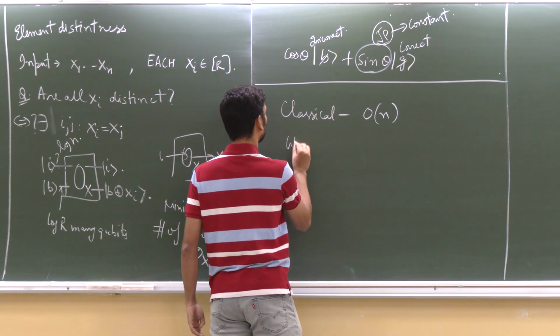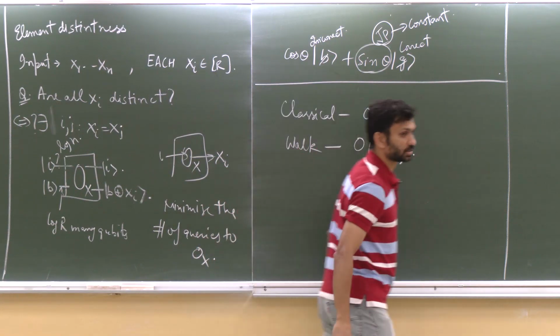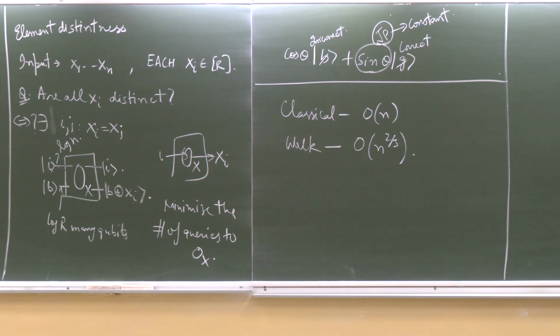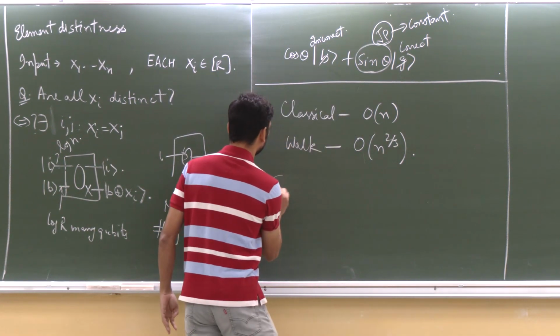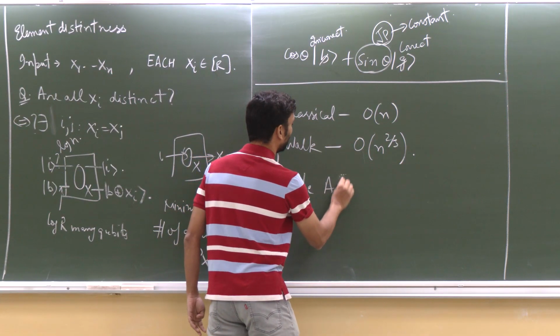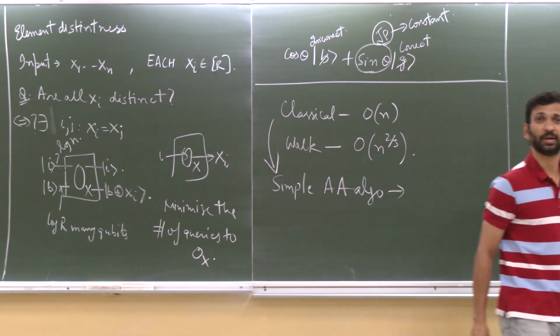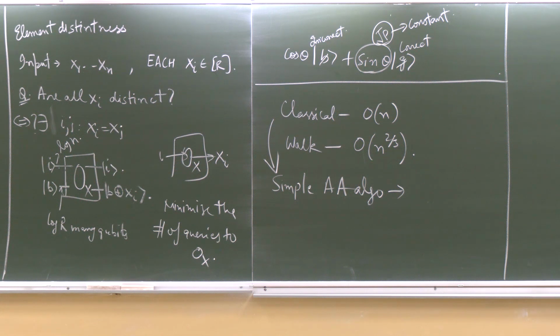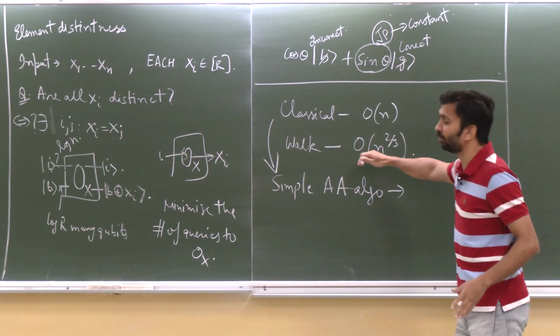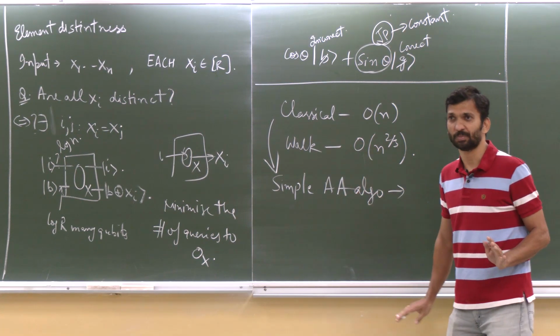What we saw from a complicated algorithm was n to the 2 over 3. What I am going to say now is an improved algorithm, a simple amplitude amplification algorithm which will improve on that. So you will see how we can apply amplitude amplification as a black box. In the walk also we did amplitude amplification, by the way, but this is much simpler.